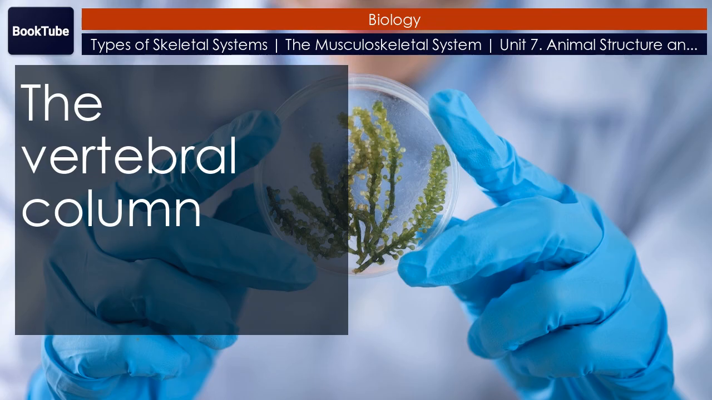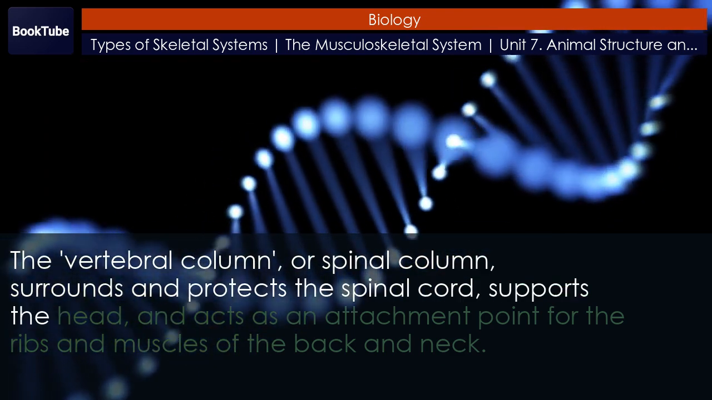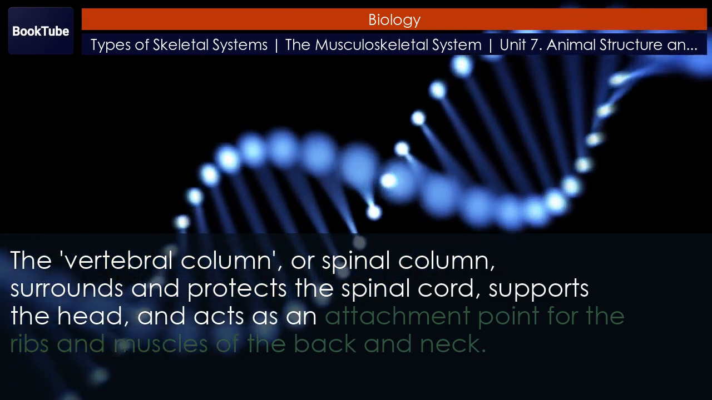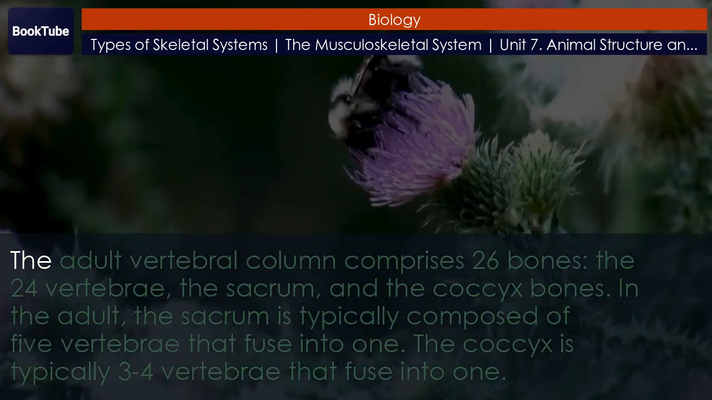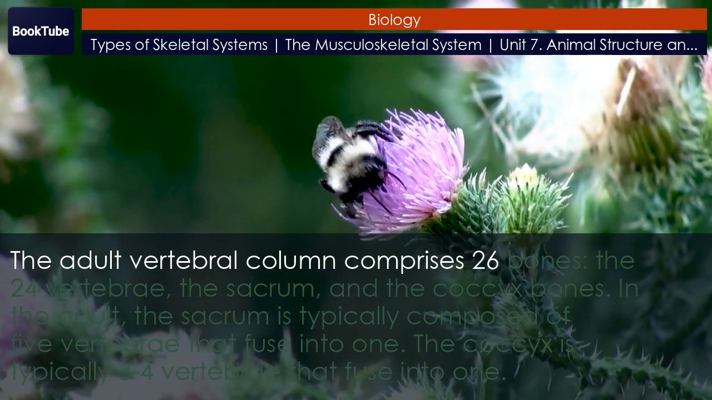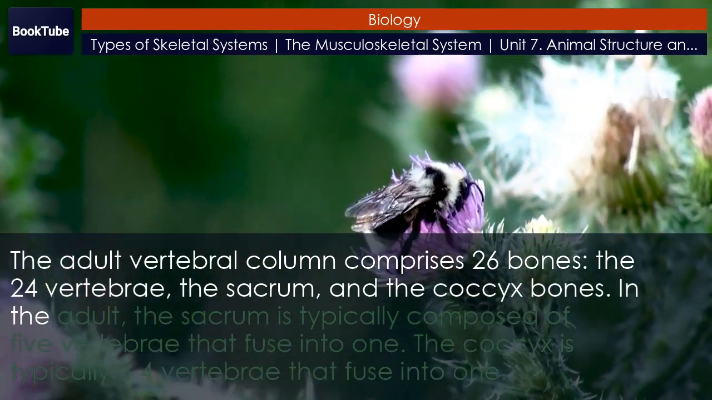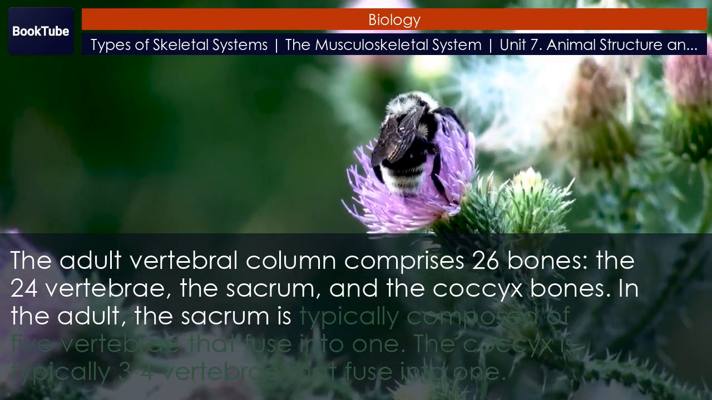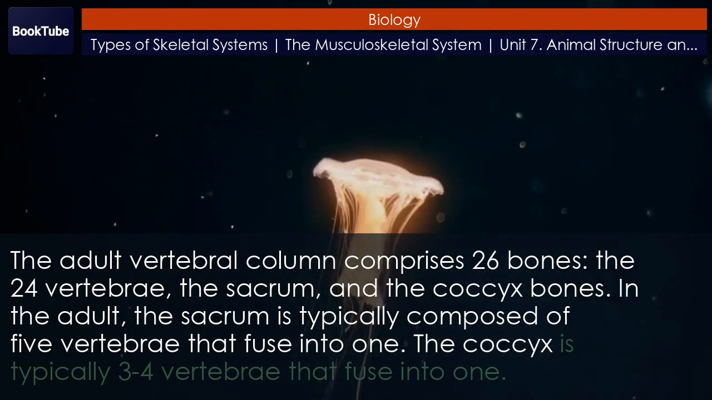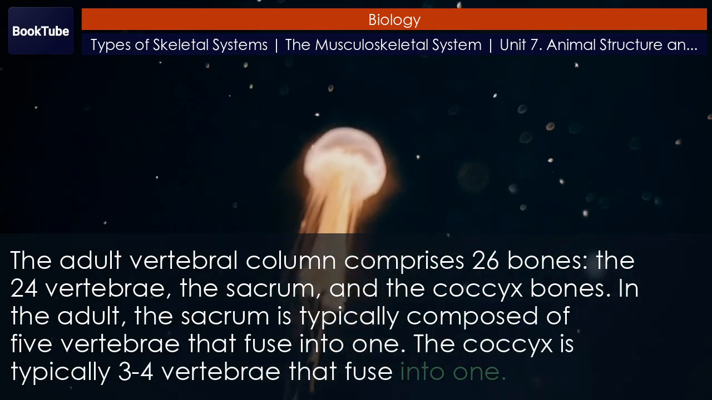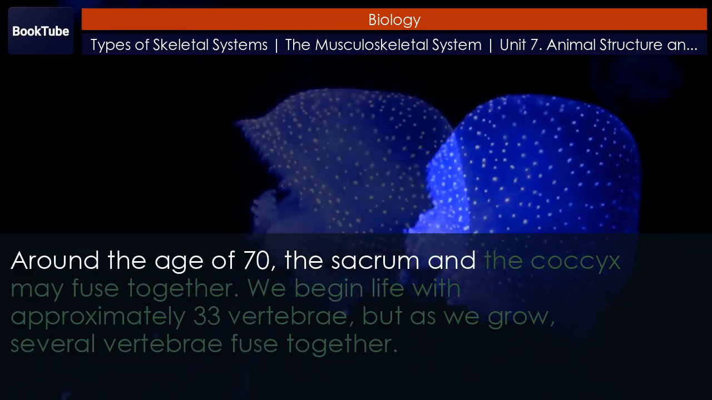The vertebral column. The vertebral column, or spinal column, surrounds and protects the spinal cord, supports the head, and acts as an attachment point for the ribs and muscles of the back and neck. The adult vertebral column comprises 26 bones: the 24 vertebrae, the sacrum, and the coccyx bones. In the adult, the sacrum is typically composed of 5 vertebrae that fuse into one. The coccyx is typically 3 to 4 vertebrae that fuse into one. Around the age of 70, the sacrum and the coccyx may fuse together.